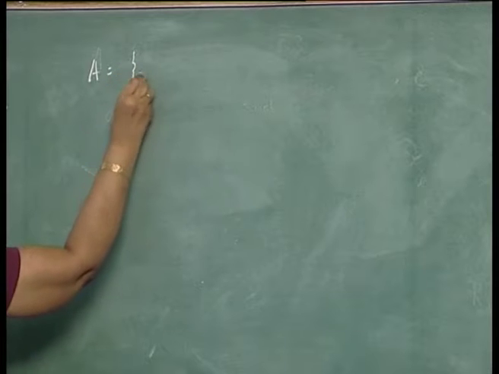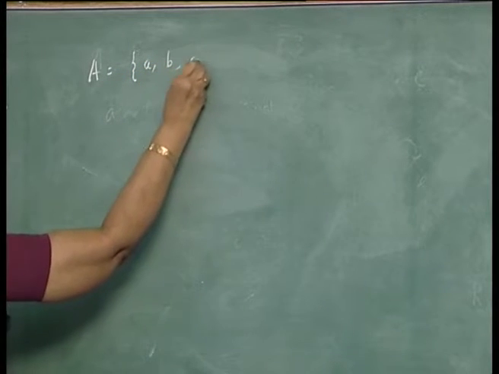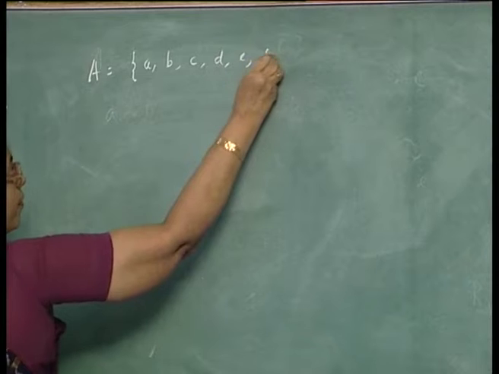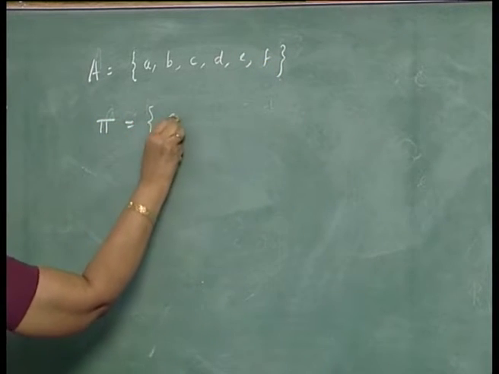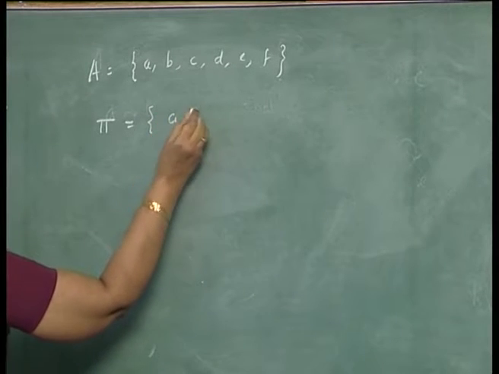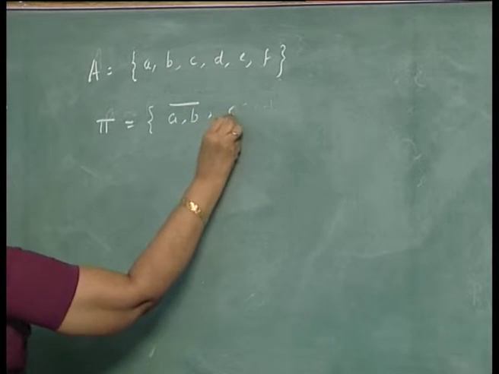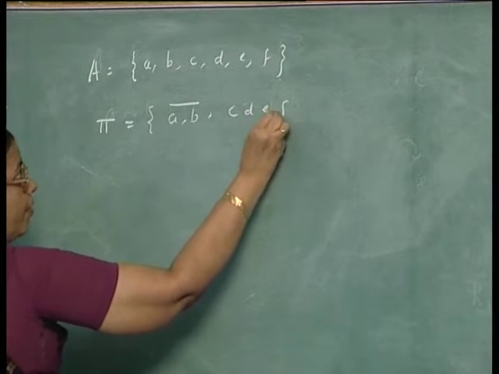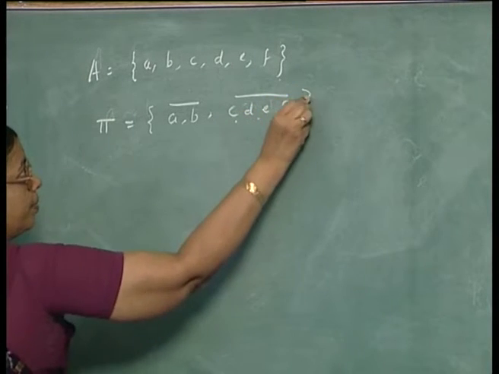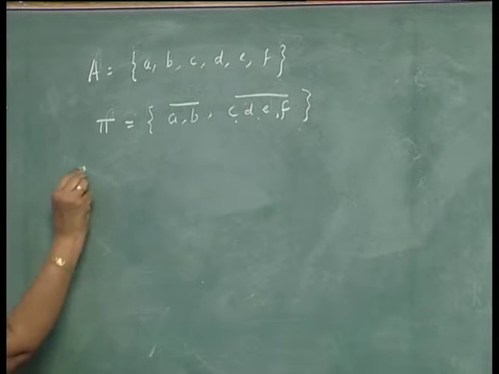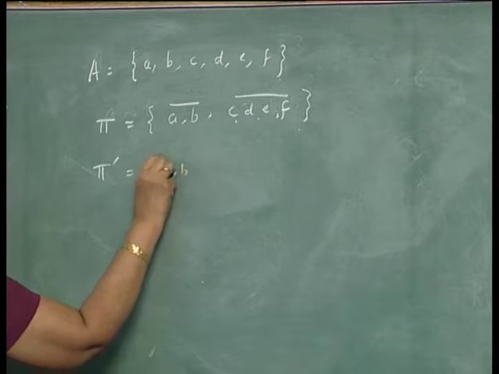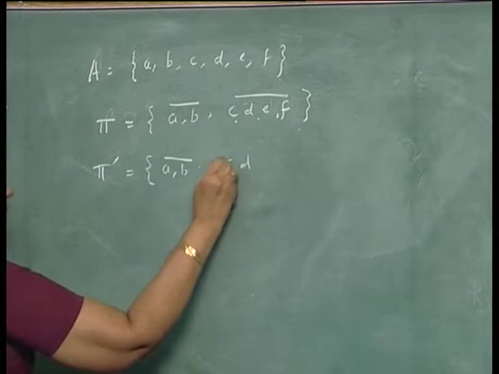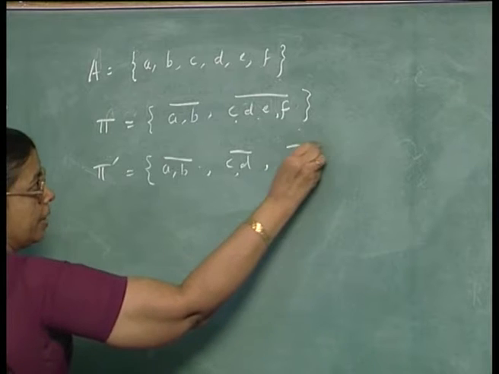Take an example. A is the set, say A, B, C, D, E, F. Then pi is a partition on A, where say A, B are in one block, C, D, E, F are in one block. Pi dash is another partition where A, B is in one block, C, D is in one block, E, F is in one block.